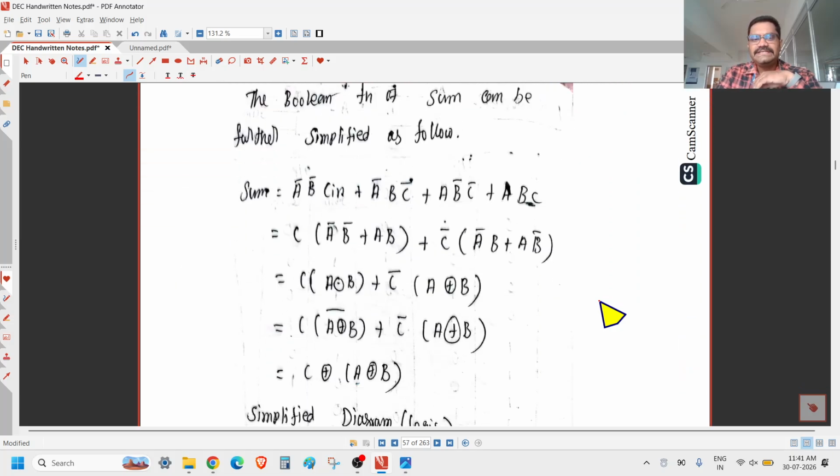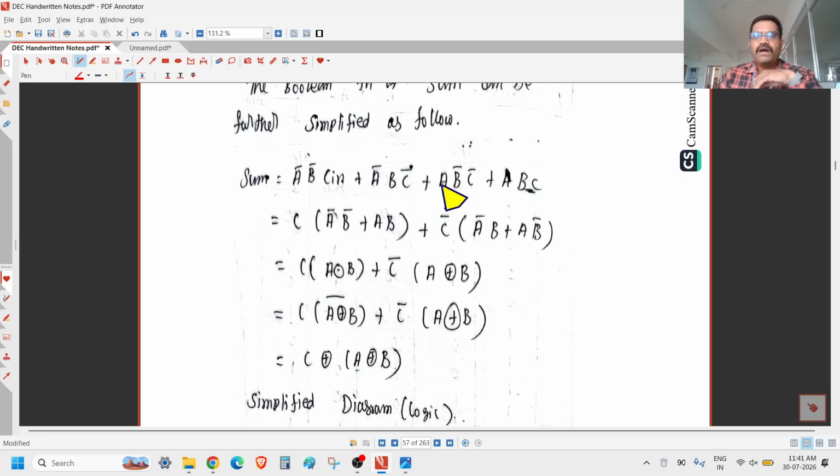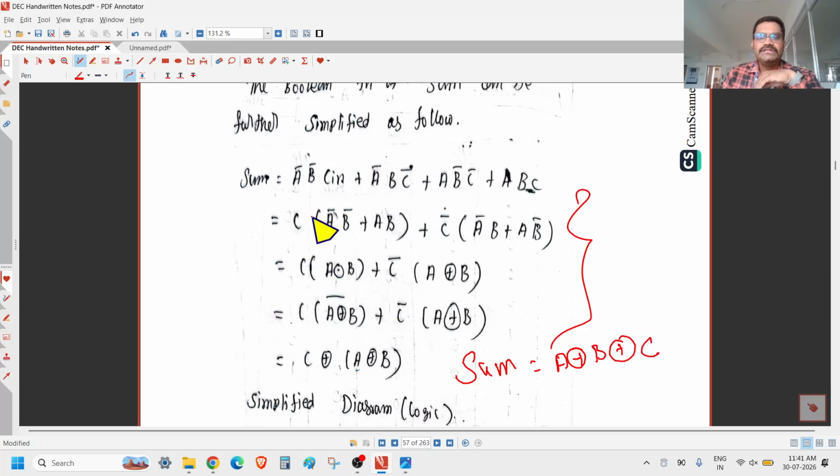And since the sum result has a huge equation, with the help of Boolean algebra simplification, we just reduce the equation into this. That is, the sum is equal to A XOR B XOR C. This is the explanation for that, right? So we have already discussed the simplification of Boolean functions using Boolean algebra also in our previous video. If you want, you can check those videos also, right?